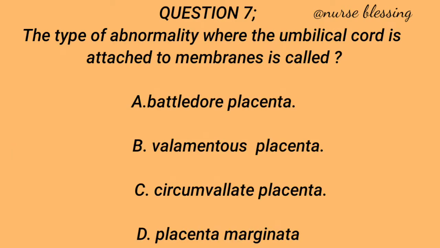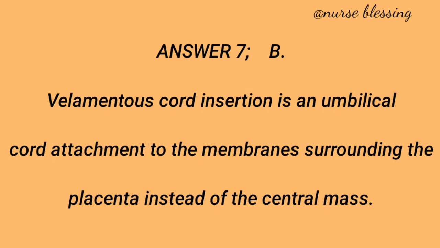Question 7. The type of abnormality where the umbilical cord is attached to membranes is called A. Battledore placenta, B. Filamentous placenta, C. Circumvallate placenta, D. Placenta marginata. Answer 7, B. Filamentous cord insertion is an umbilical cord attachment to the membranes surrounding the placenta instead of the central mass.